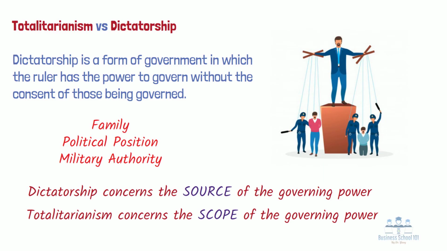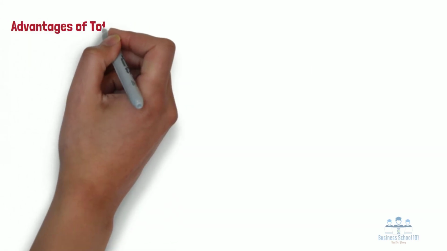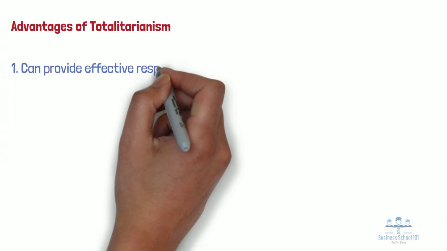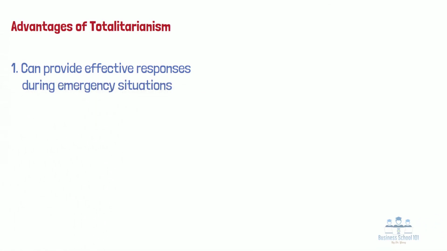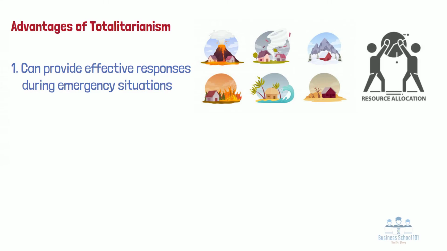Unlike democracy, totalitarianism and dictatorships have many disadvantages and only a few advantages. Those advantages include the following. First, they can provide effective responses during emergency situations. Within a dictatorship or totalitarian country, there is very little red tape. If the dictator decrees that an action should be taken, then it is done. This format can be very useful during a natural disaster or some other form of emergency in that society. Resources can be allocated with one simple command instead of multiple layers of approval, allowing help to be received faster.